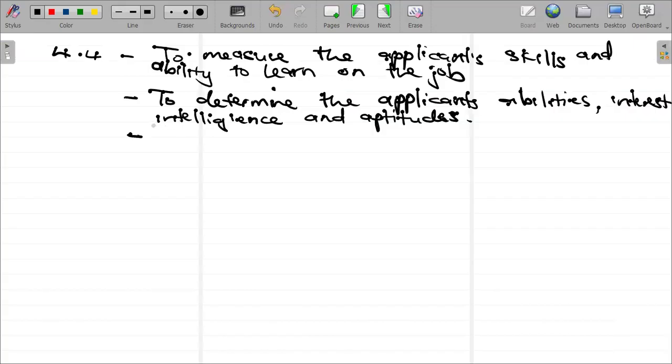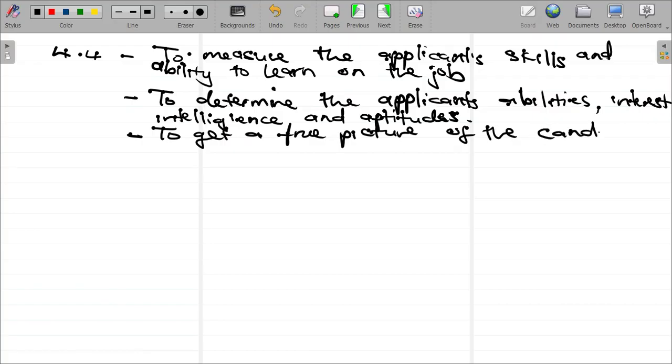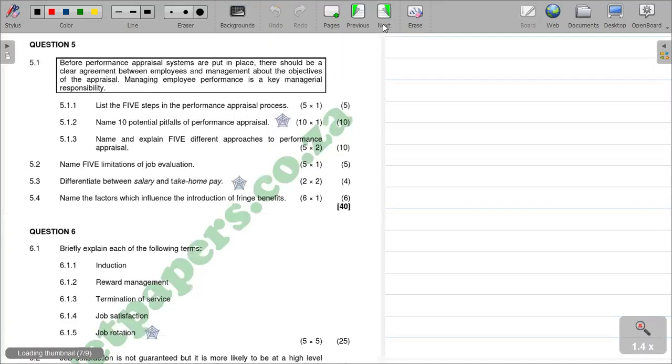And also, we want to get a true picture of the candidate, apart from his CV. We want to get a true picture of the candidate. So they do testing. So let's move on to question 5.